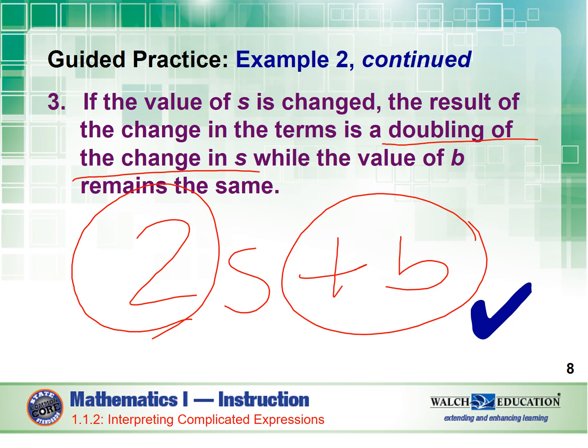So what we just did, we didn't solve anything. We're just learning how to really look at an expression and pick it apart, so that when we get to solving in a couple of lessons, we really understand what we're doing.